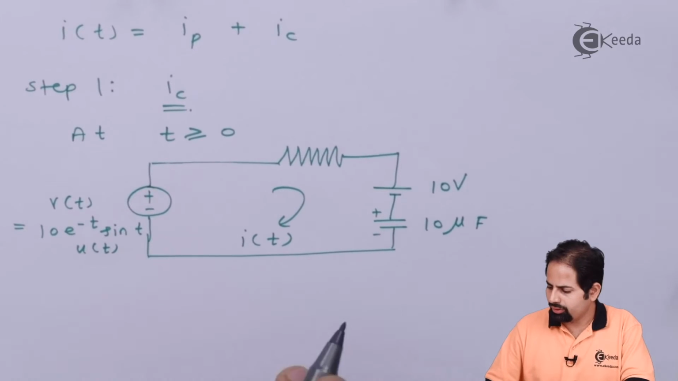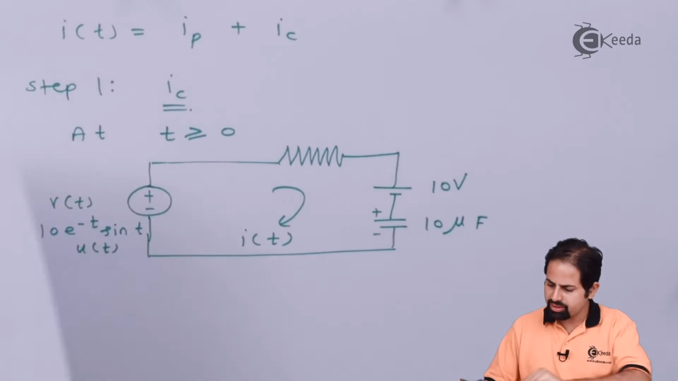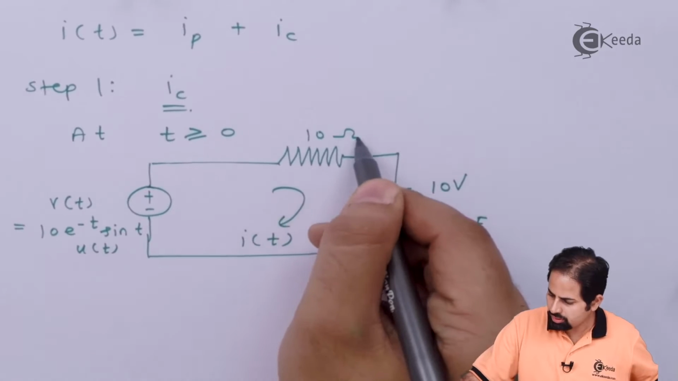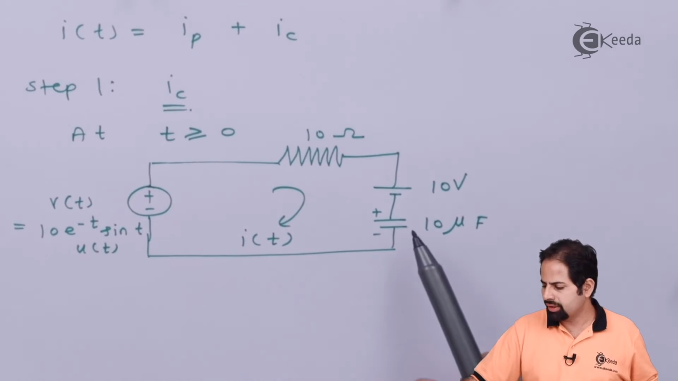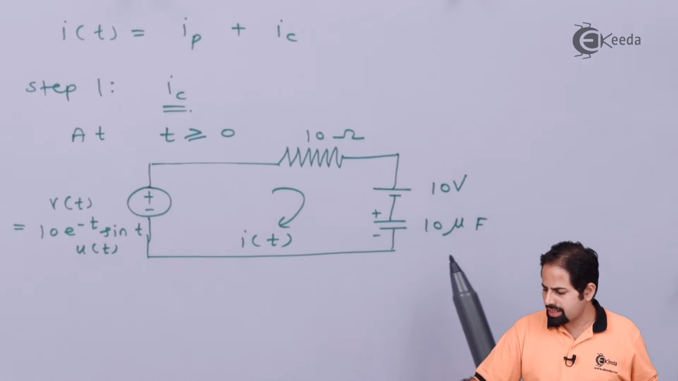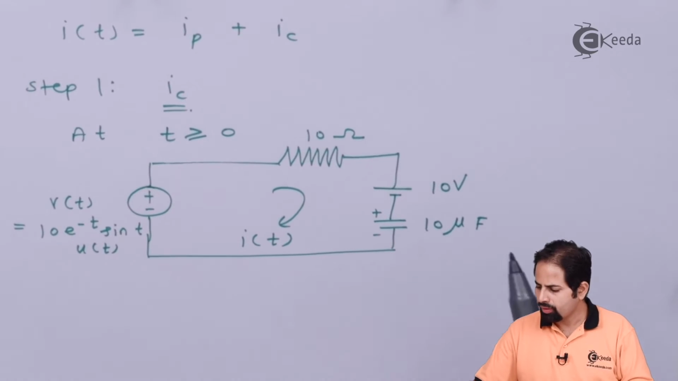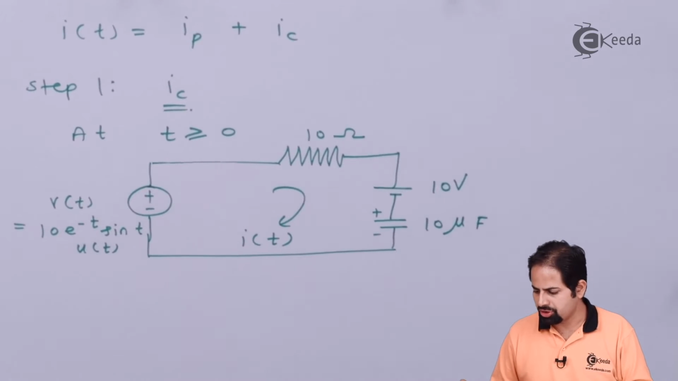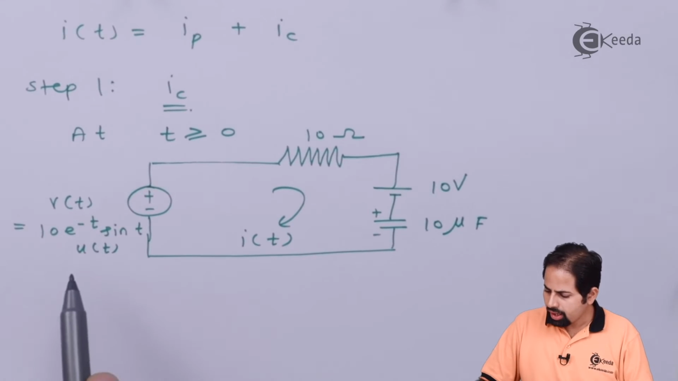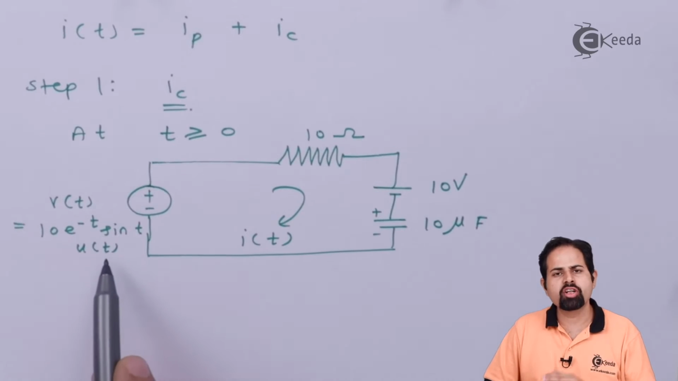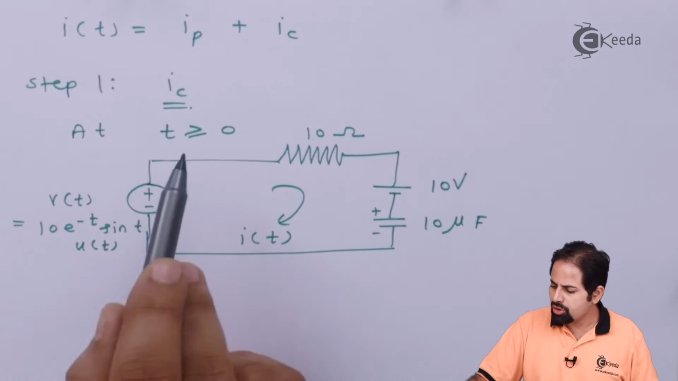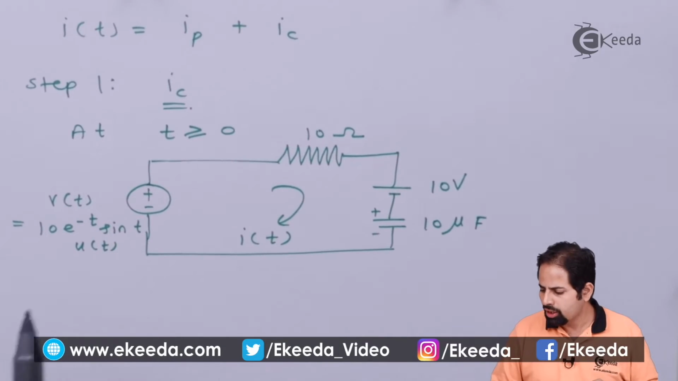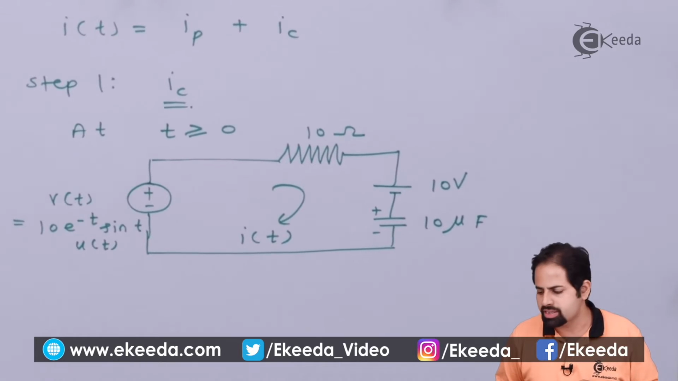You can see here, I have drawn the circuit. I have not written the values of elements. The resistance is 10 ohms, the capacitor is 10 microfarads. So the capacitor is now replaced by a voltage source of 10 volt as well as its own value. And when you apply the KVL, you will get the differential equation. Well, you can see here the u of t term is there. U of t means a unit step signal, and when you are solving it for time t greater than or equal to 0, its value is always equal to 1. So there is no need to write this u of t signal.